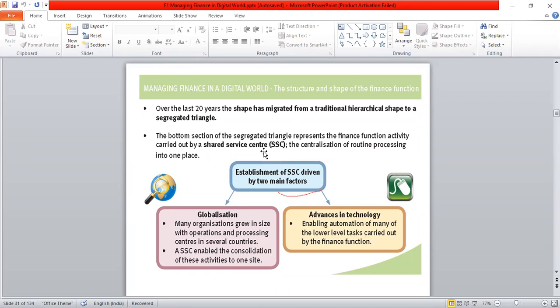On one site, the work is carried on, and then that is moved to the other units of the same organization. Then because of advances in technology, it says, enabling automation of many of the lower level tasks carried out by the finance function. So because of technology, instead of having this technology installed in many places, technology is installed at one place, and they seek to get benefit out of that by carrying out the main operational activity at one particular location.